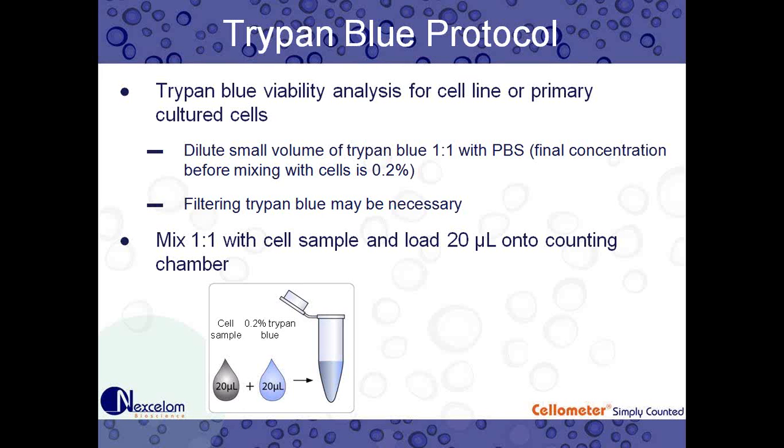So now we can move on to how to perform the Trypan Blue assay. It's a very simple assay, and it can be used for cell lines or primary cultured cells. You start by diluting a small amount of Trypan Blue 1:1 with PBS, phosphate buffered saline, to give a final concentration before mixing the cells of 0.2%. Often it comes from the vendor at 0.4%. If the Trypan Blue you're working with is of an older stock, you may be required to filter it, and that will remove any crystallized fragments that can get into our slide. So once you've done that, mix the Trypan Blue 1:1 with your cell sample and load 20 microliters into the counting chamber, and it's ready to be imaged.